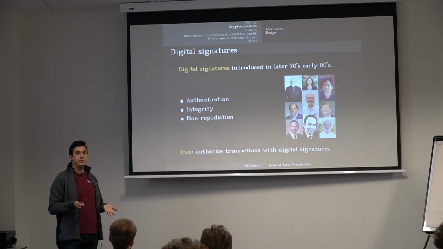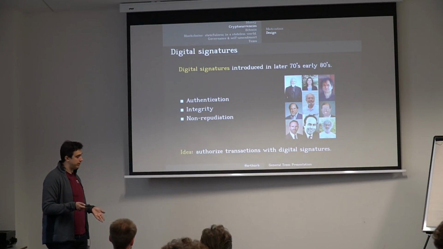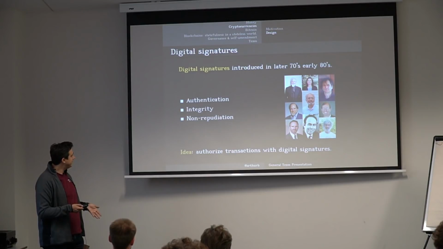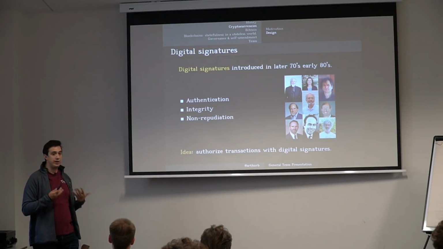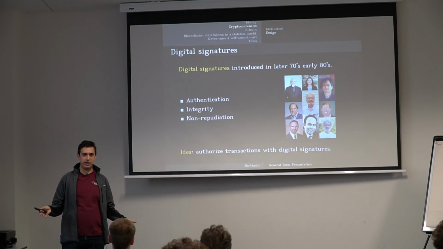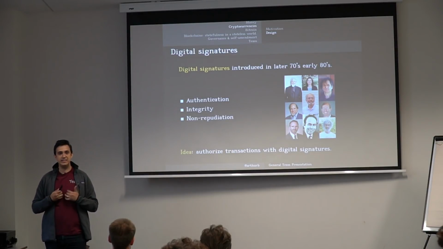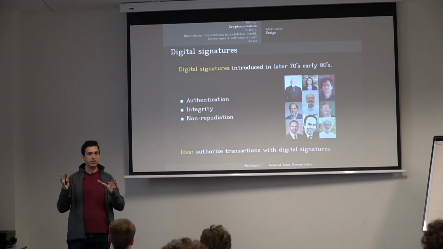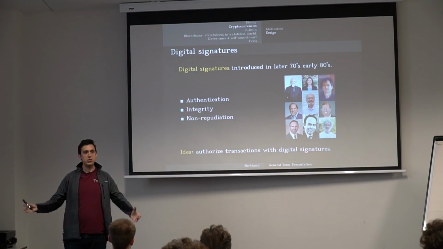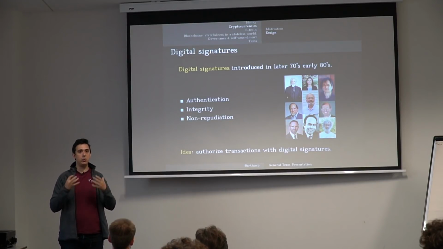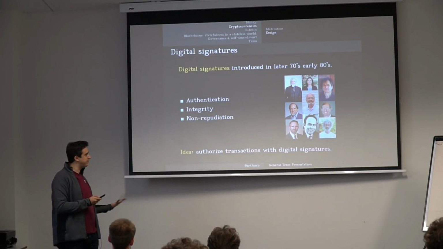And that's a really, really big building block that came after encryption. And the idea is that you can authorize transactions with digital signatures. It's not based on your identity anymore. You can have a piece of information that proves that you wanted to do something because you hold a certain secret. So that's a very, very powerful primitive.